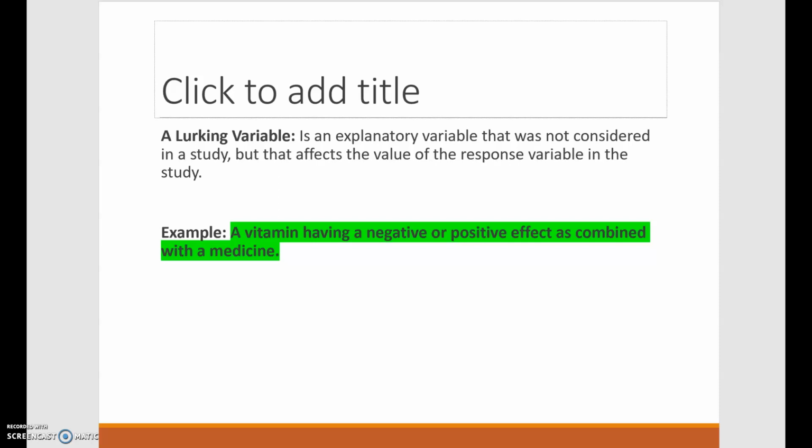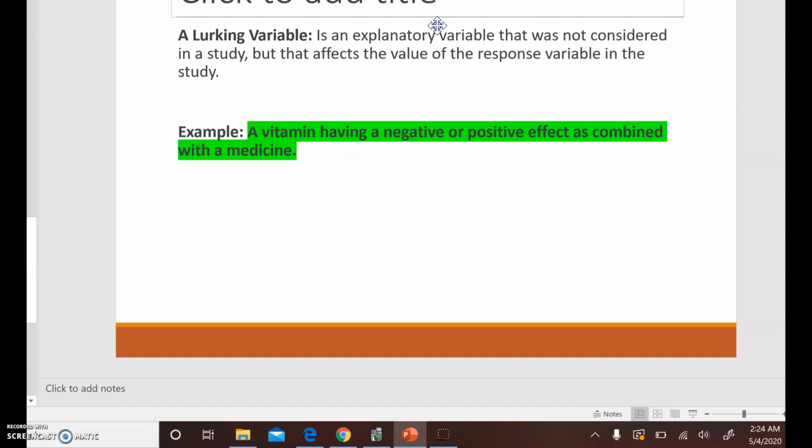Let's take a look at another definition that's actually going to show up soon. And this is the idea of a lurking variable. Now, a lurking variable is basically some sort of process that is not actually analyzed by the researcher.